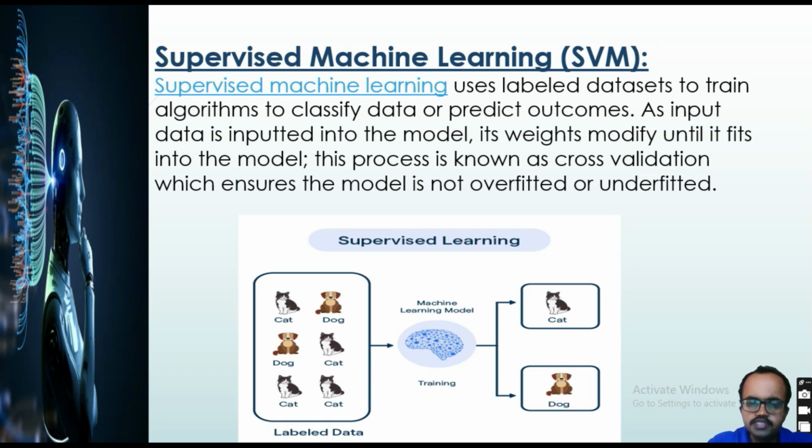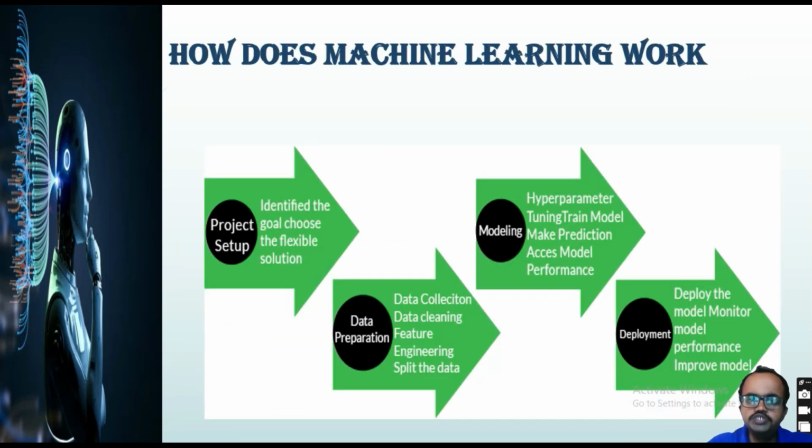Yeah, hi. We can see how machine learning works. There are some steps, like project setup, data preparation, modeling, and deployment. Project setup means we have to set up the project. First, we have to identify the goal. Choose a flexible solution for the problem solving. That's project setup. Whatever problem you are facing, you have to choose a flexible solution.